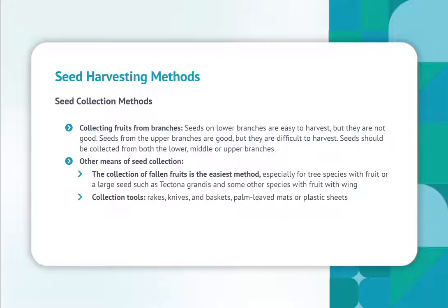The collection of fallen fruits is the easiest method, especially for tree species with fruit or a large seed such as Tectona grandis and some other species with winged fruit. Collection tools: rakes, knives, baskets, palm-leaved mats or plastic sheets.